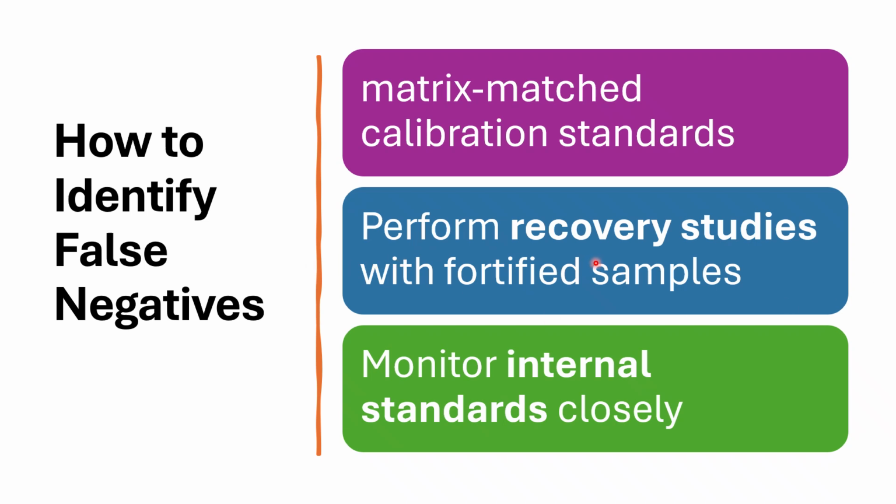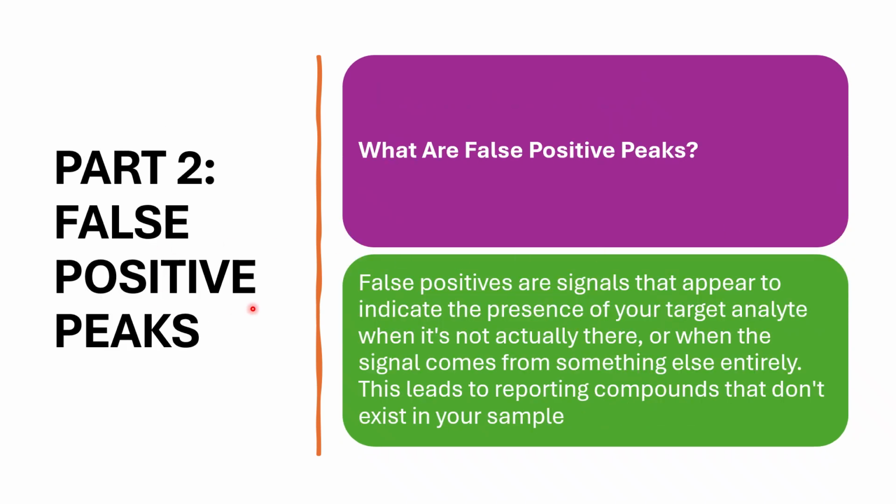Second is to perform recovery studies with fortified samples at relevant concentrations. Third is monitoring the internal standard closely. If it shows suppression, your analyte likely does too. Fourth, conduct post-column infusion experiments for LC-MS-MS to map exactly where ion suppression occurs in your chromatogram. Now we've understood what false negatives are and how to identify and tackle them.